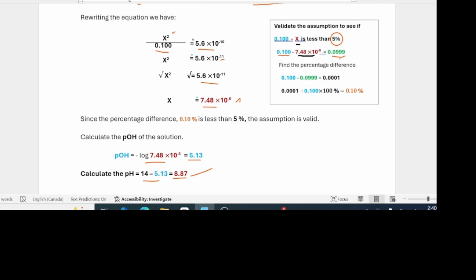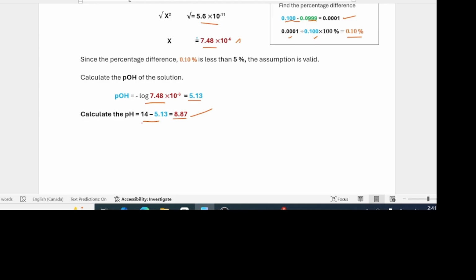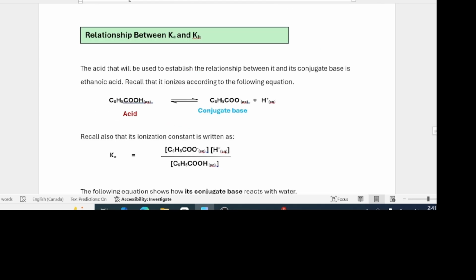We want to see how big is this difference. So take its initial concentration minus that little difference there. It turns out to be this. Is this greater or less than 5% of the initial concentration? So you take it, divided by its initial concentration times 100%, and it turns out to be only 0.1%. So our assumption is valid. Okay? And this is what the pH of the solution is.